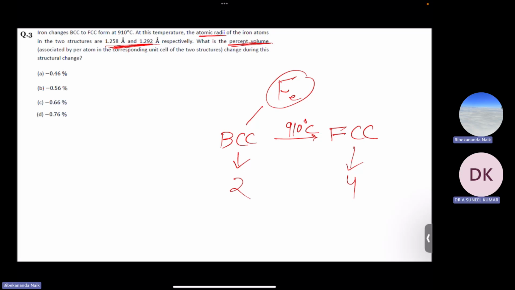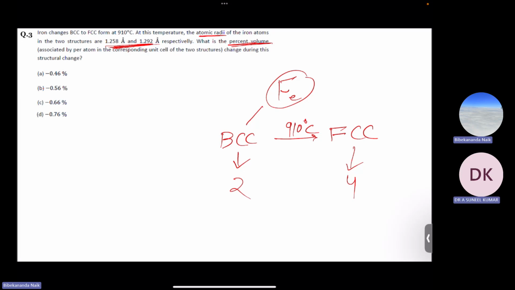Sir, if you don't mind, please explain this one. Okay, actually I don't have a calculator, so it's long. Okay, so we'll discuss the question.